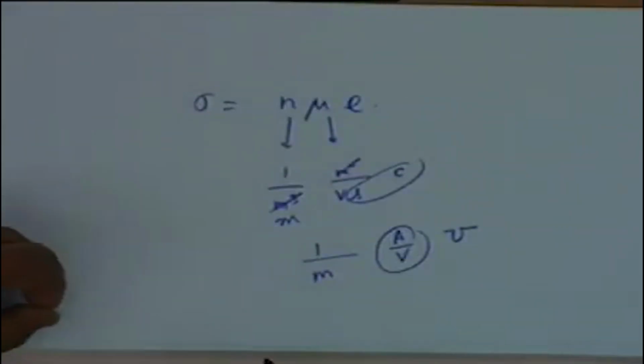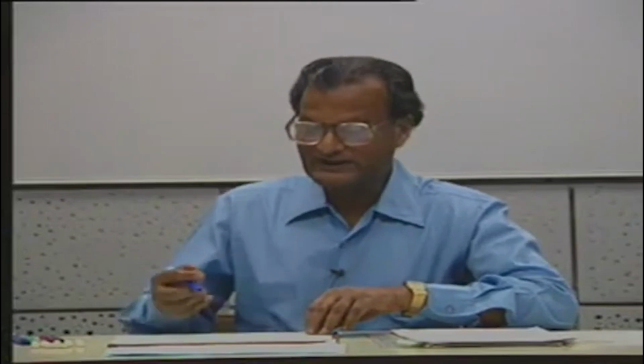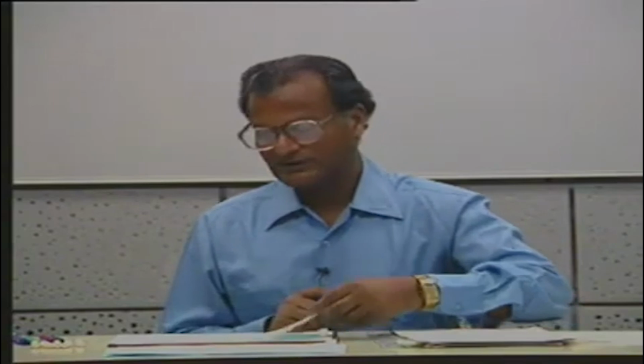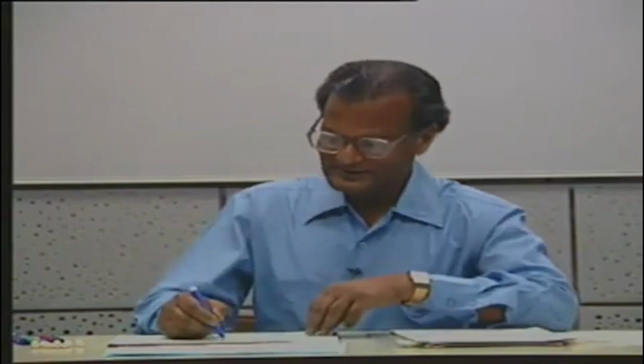So sigma is the conductivity. Now how does this relate to the famous Ohm's law? Well, this is another expression for Ohm's law. J equal to sigma E, that is, the current density is proportional to the electric field, is another form of Ohm's law. And if you are not convinced, let's consider a conductor.